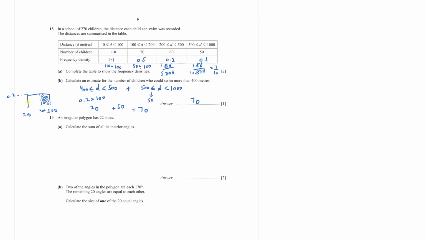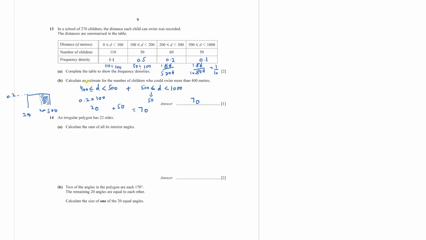So your histogram for this interval, you can sketch it quickly between 200 and 500. Your frequency density is 0.2, and your total area here is 60. Then you are only looking for the area between 400 and 500 because you're only looking for students who can swim more than 400 meters. So you took 0.2, which is the height, and 100 was the width of the rectangle. You multiply them to get this area, which represents the number of students between 400 and 500.